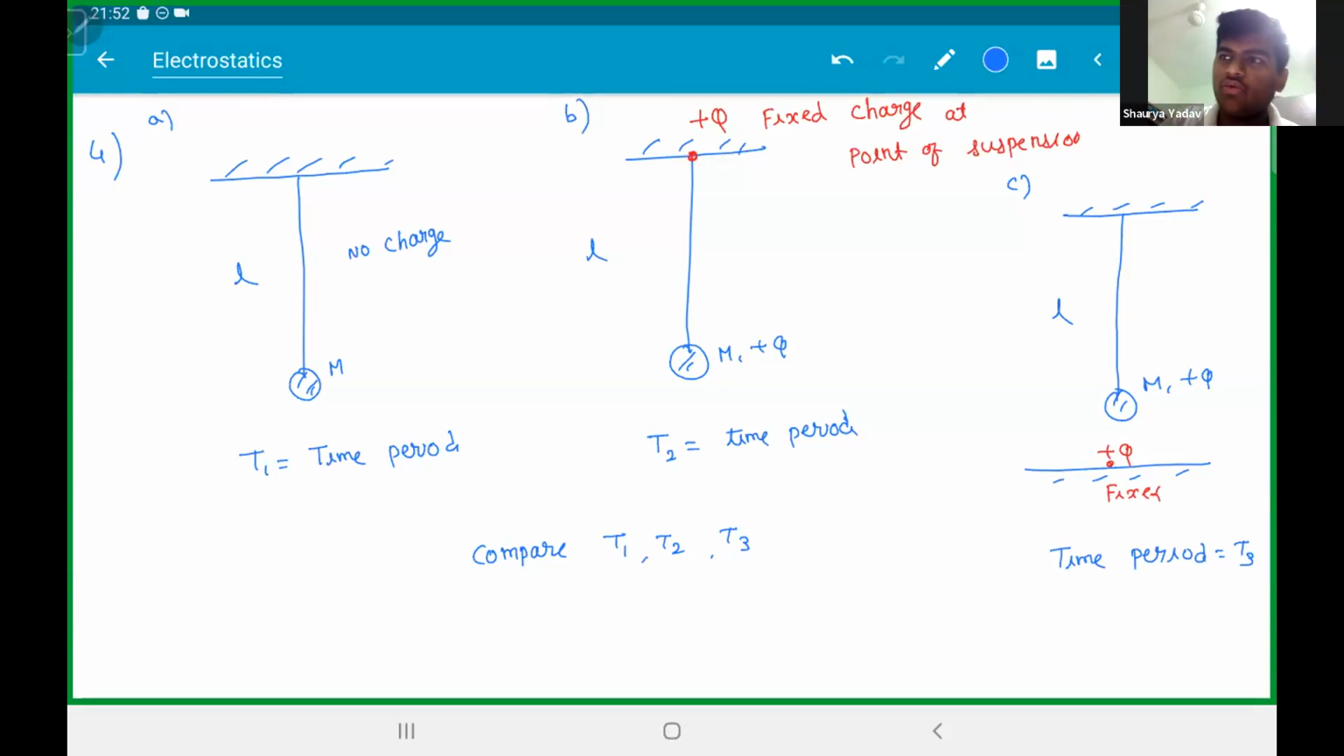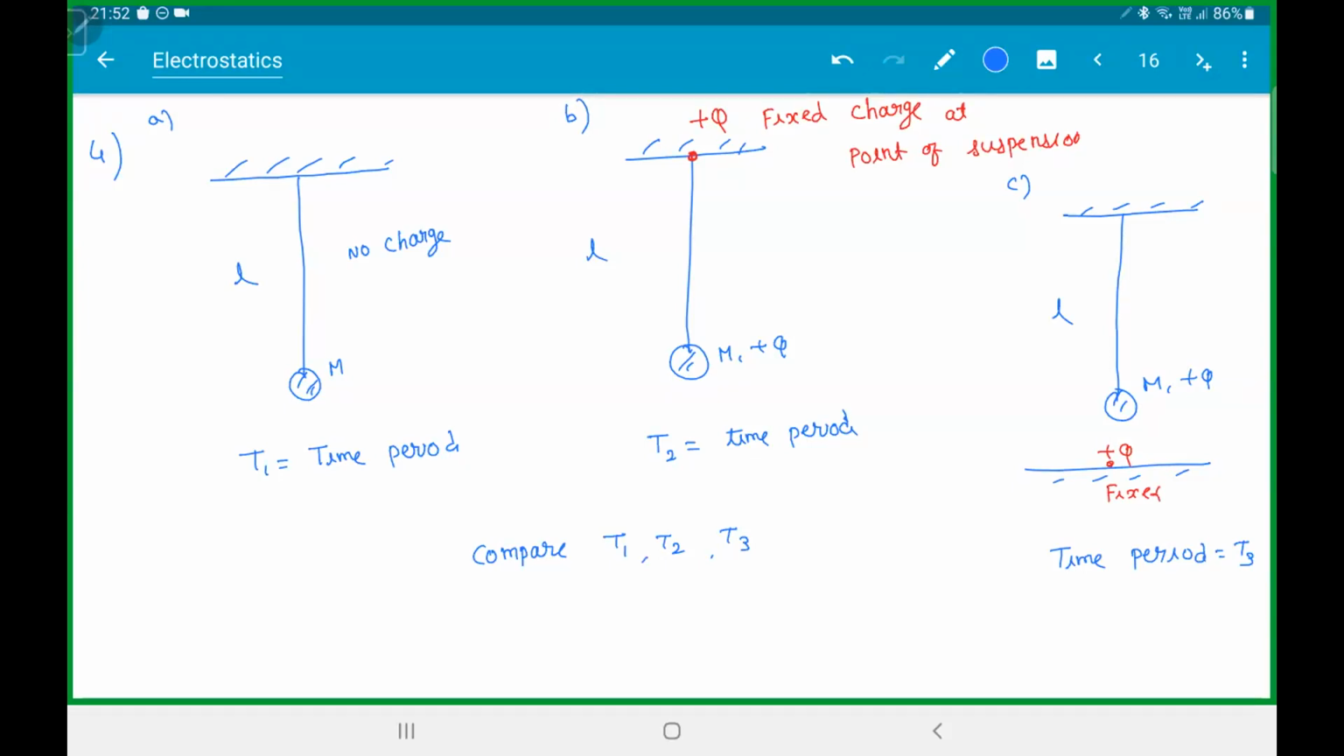Sir, is T1 equal to T2? Harsh got T3 greater than T1. Reina got T2 is more than T1 and T3. Okay.